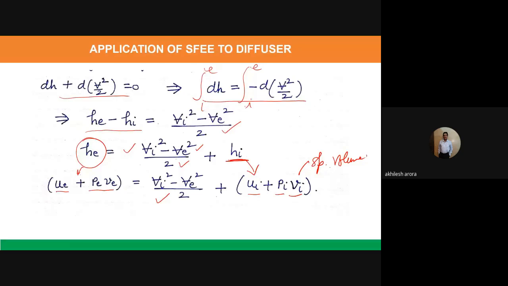Same purpose I have already told you. In case of a diffuser, the pressure at exit will be greater than pressure at inlet, whereas the velocity at exit will be less than velocity at inlet. So basically it is the drop in velocity which causes an increase in the pressure in case of the diffuser.